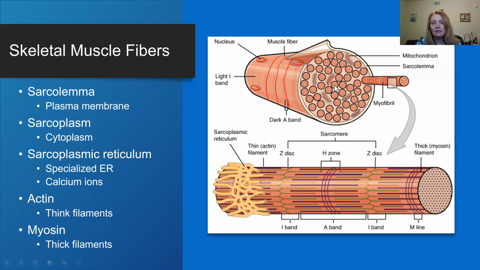If you look inside the sarcolemma, you already saw the nuclei, mitochondria, sarcoplasm, and then we have bundles of proteins, right? Here they are called myofibrils. So here is one bundle of those proteins, and those bundles are surrounded by sarcoplasmic reticulum. So this structure over here is the sarcoplasmic reticulum.